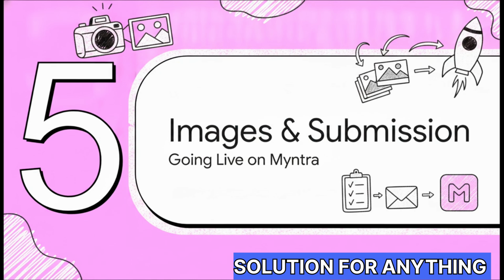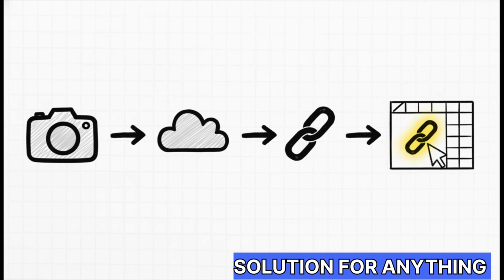We are in the home stretch. Let's hit section 5, images and final submission going live on Myntra. If you scroll all the way to the far right of your spreadsheet, you're going to find the columns for your product images, first image, second image, and so on. But here is the massive catch. You cannot upload image files like JPEGs or PNGs directly into this Excel sheet. It just doesn't work that way.